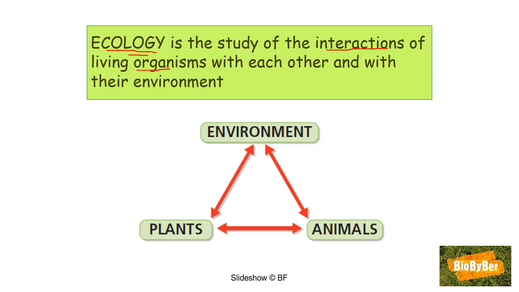This diagram shows this very nicely. We show the plants and animals are affected by each other. They will have interaction with each other. The plants will also be affected by the environment, and the animals will be affected by the environment.